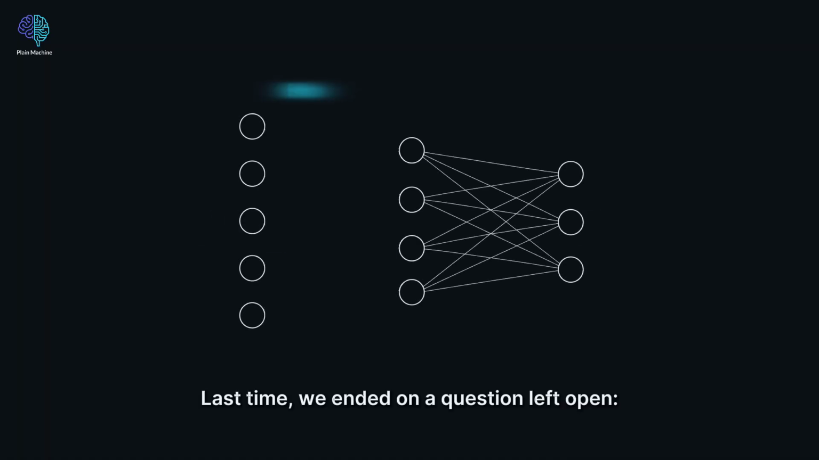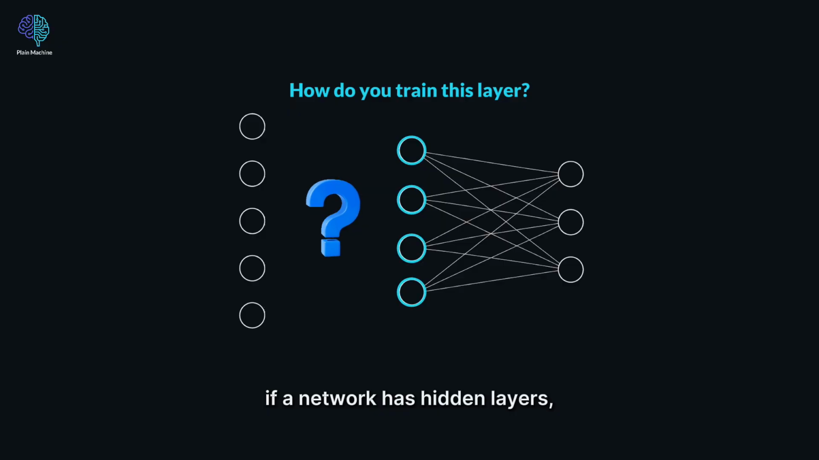Last time, we ended on a question left open. If a network has hidden layers, how do you take an error at the output and figure out which of thousands of internal weights actually caused it and by how much? For 17 years, nobody had a working answer.